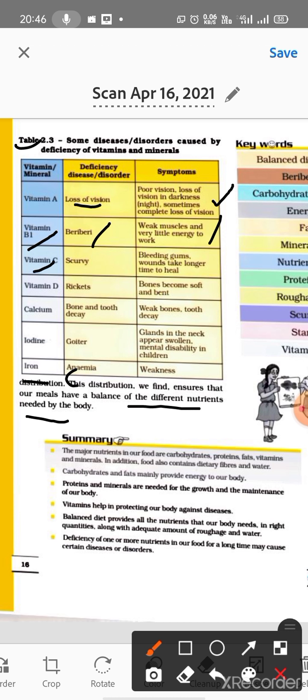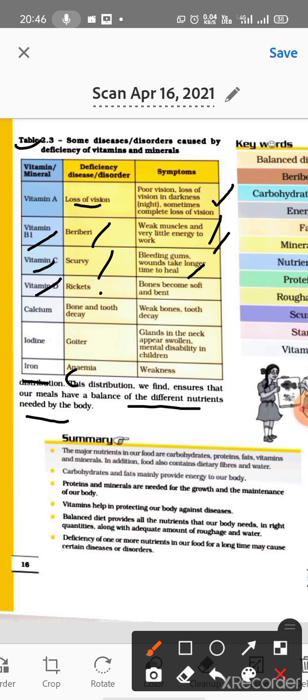Vitamin C, what will be the deficiency? Scurvy, bleeding gums, would take longer time to heal. So if you have not taken vitamin C, what will be the deficiency? Scurvy. क्या हो जाएगा? हमारे gums जो है bleeding करेंगे and बहुत time लेंगे उनको heal करने का.